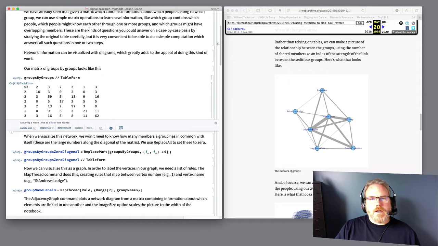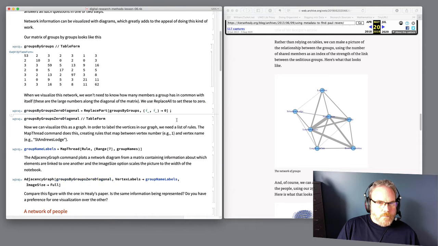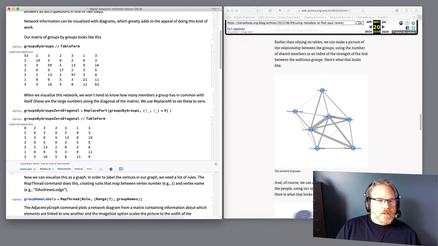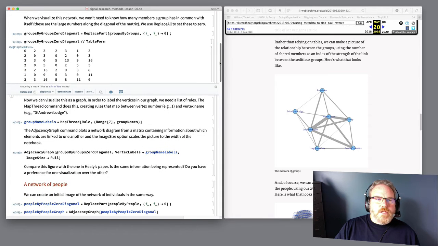Now we don't actually care about that diagonal, so we're going to get rid of it with a replace command. So our table of groups by groups now looks like this. Now that we've zeroed out the diagonal, the first group has 2 members in common with the second group and 3 in common with the third group, and so on. Now that we have information in this form, we can visualize it as a graph.